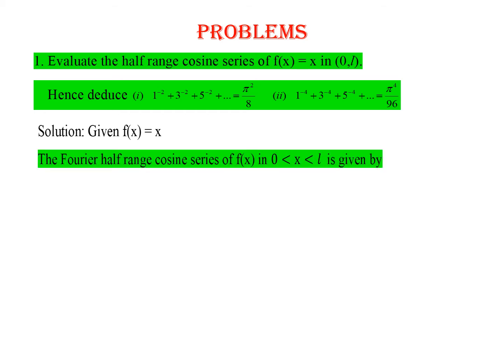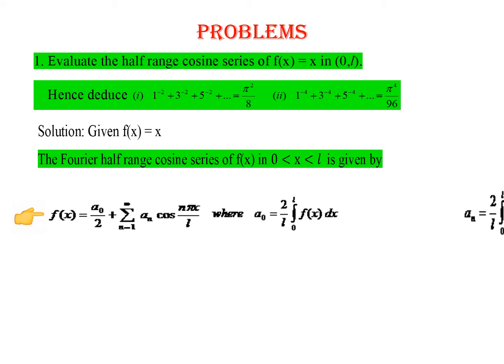The half-range cosine series of f of x in 0 to L is f of x equal to a0 by 2 plus summation an cos n pi x by L, where the formula for a0 and an are given by a0 is 2 by L integral 0 to L f of x dx and an is 2 by L integral 0 to L f of x cos n pi x by L dx.